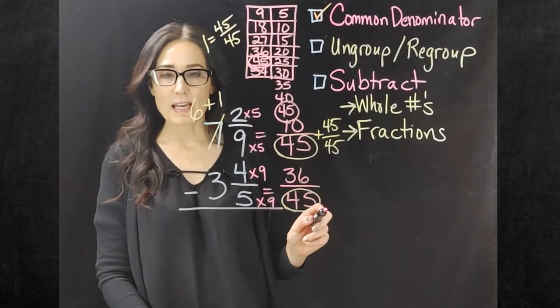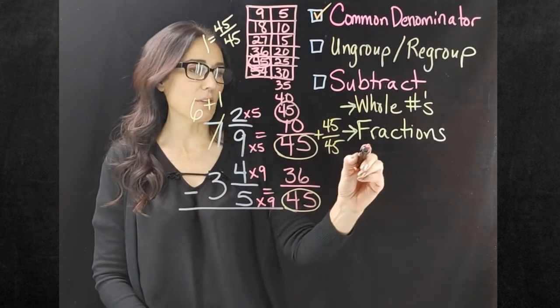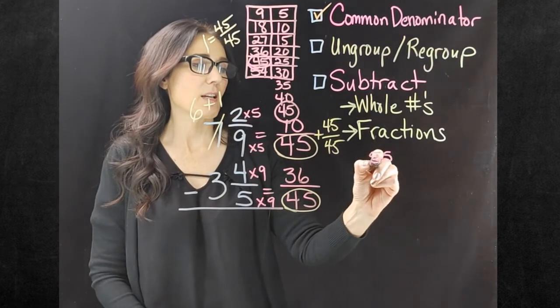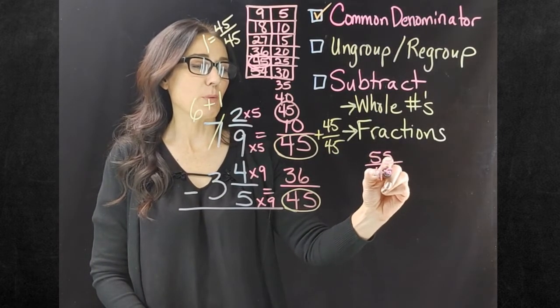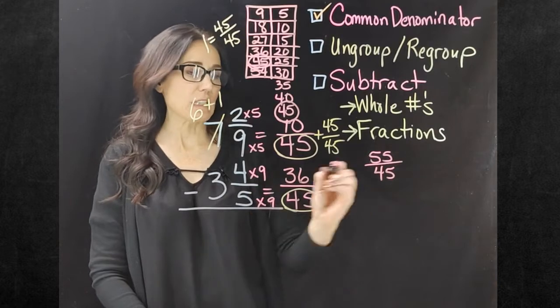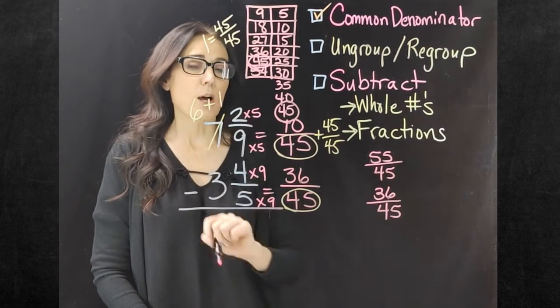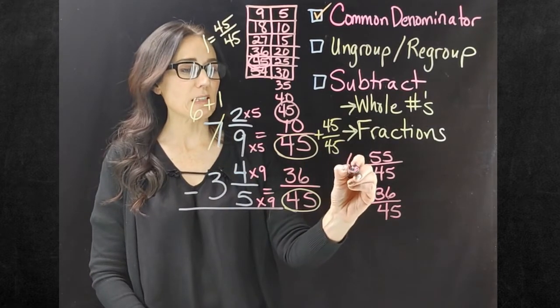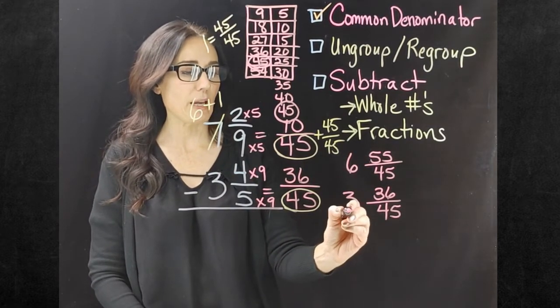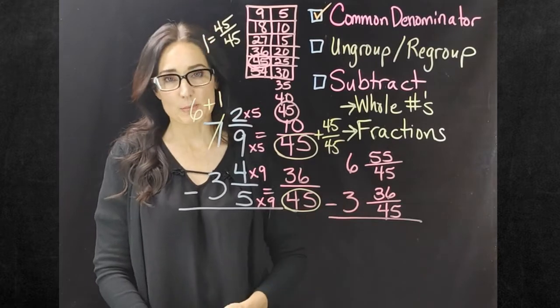All right, so let's go ahead and add that up. We've got 10 plus 45 is going to be 55. We're going to keep the denominator of 45. And I'm going to keep 36 out of 45 as well. I'll bring over my whole numbers. So I've got 6 and I've got 3. Now I'm ready to subtract.